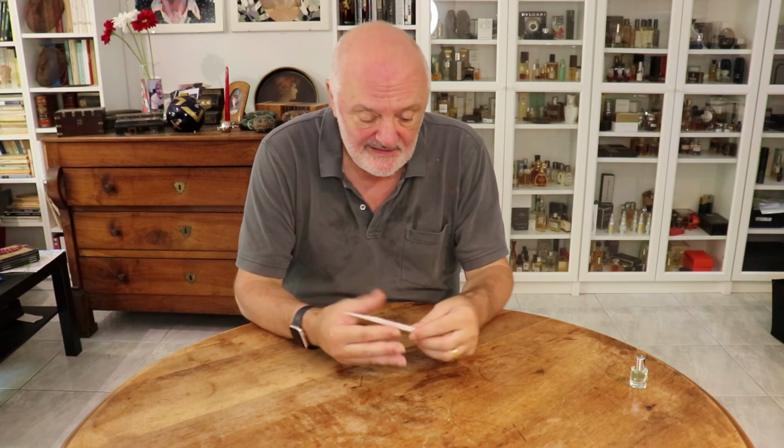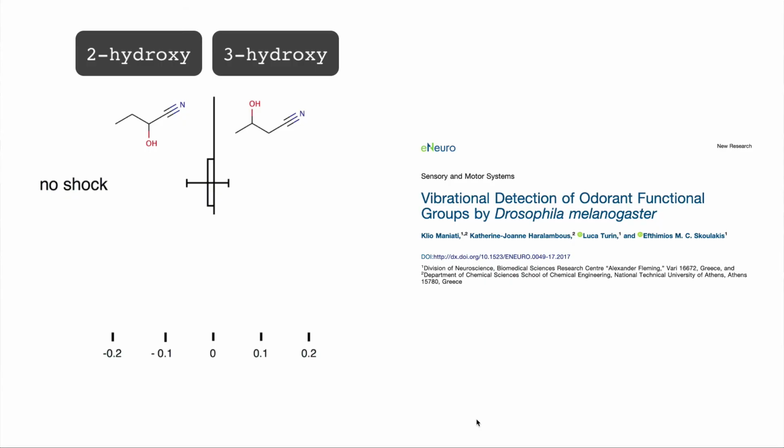So how do you test this? Well, it's quite simple, actually. You train them against a nitrile, as we did before with these citronellyl nitrile and the aldehyde. And then you ask, when trained against the nitrile, do they avoid the 2-hydroxy? Can they smell the nitrile in there? And do they avoid the 3-hydroxy?